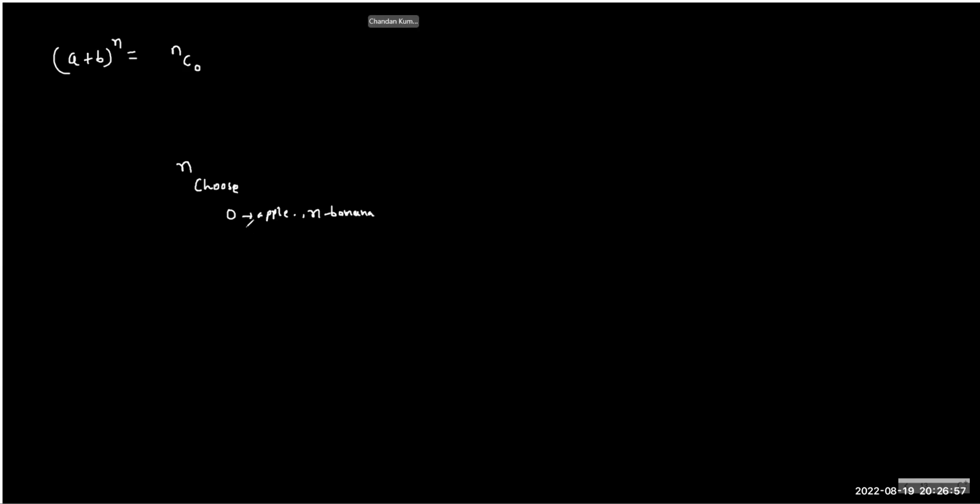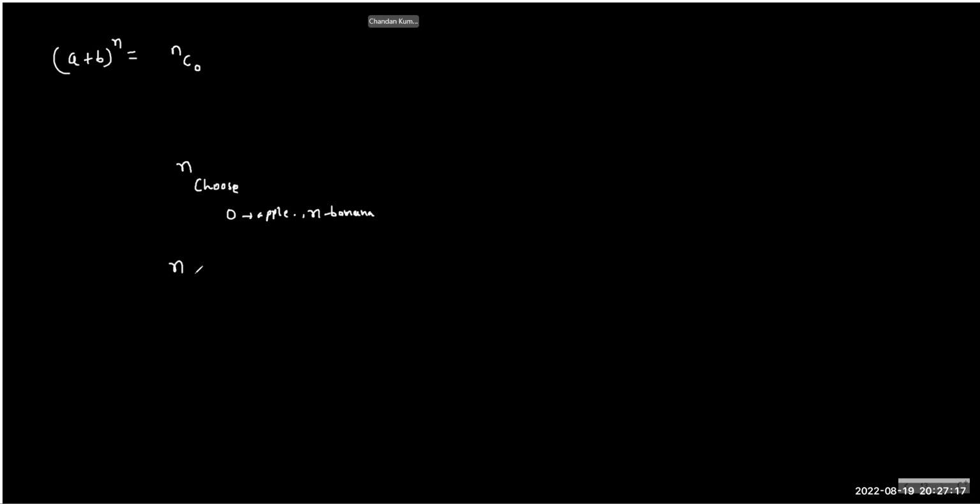If I am telling you that you have to choose n objects, but don't choose any apple, what will you choose? Only banana. Understood? Yes, that's the meaning. Choosing 0 apple is choosing n banana.